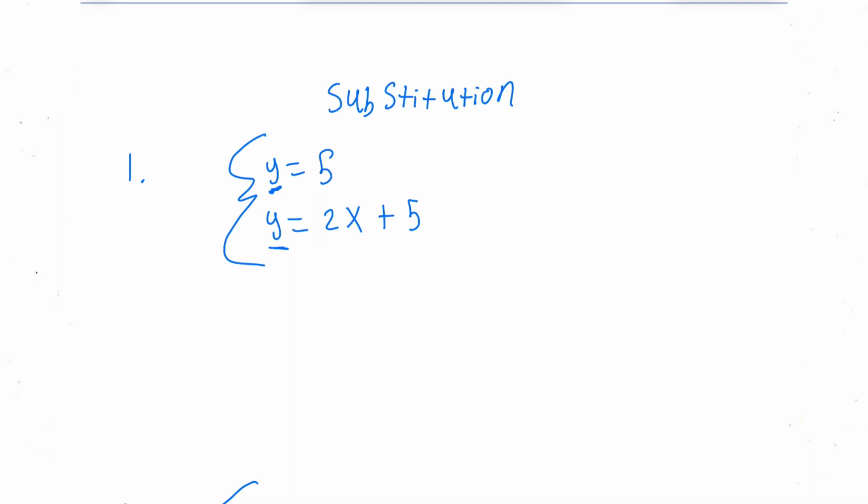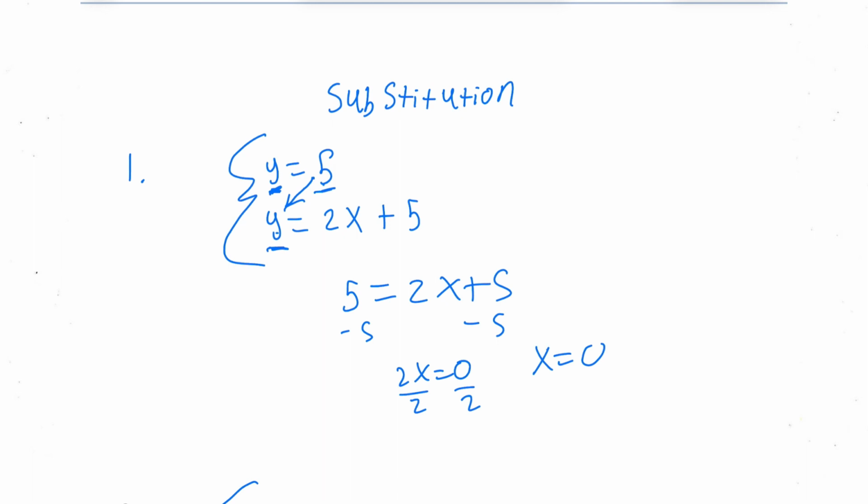But we know that y is also equal to 5. Since this y is the same as this y, that 5 is the same as this y here, so we can just plug that 5 in here. We'll get that 5 is equal to 2x plus 5. Then we solve it just like any other equation. Minus 5, minus 5. We get that 2x is equal to 0. That means that x is equal to 0. And we don't even have to solve for y here because they told us that y is 5. So our solution is 0, 5.